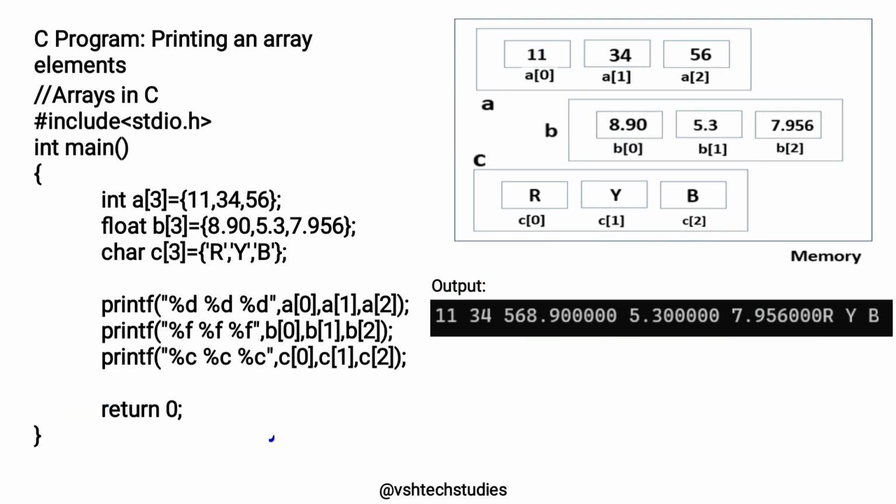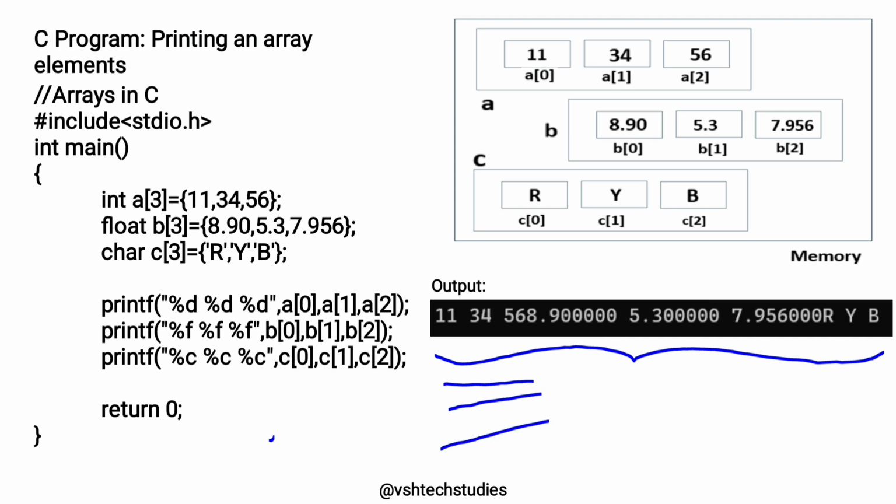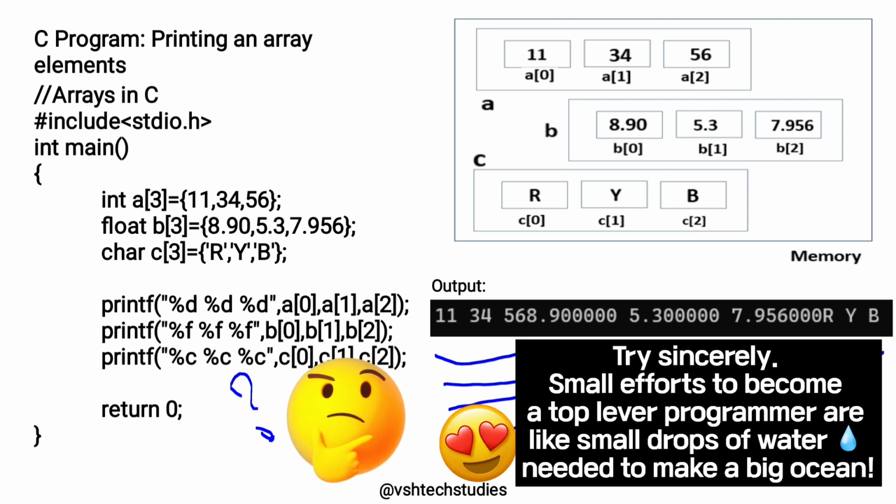Now you can take a small question. Here all the three array elements are printed in a single line. Suppose they are to be printed on separate lines, first array A, then B and then C elements, what modification should be done in the program? So pause the video and try to get the answer.